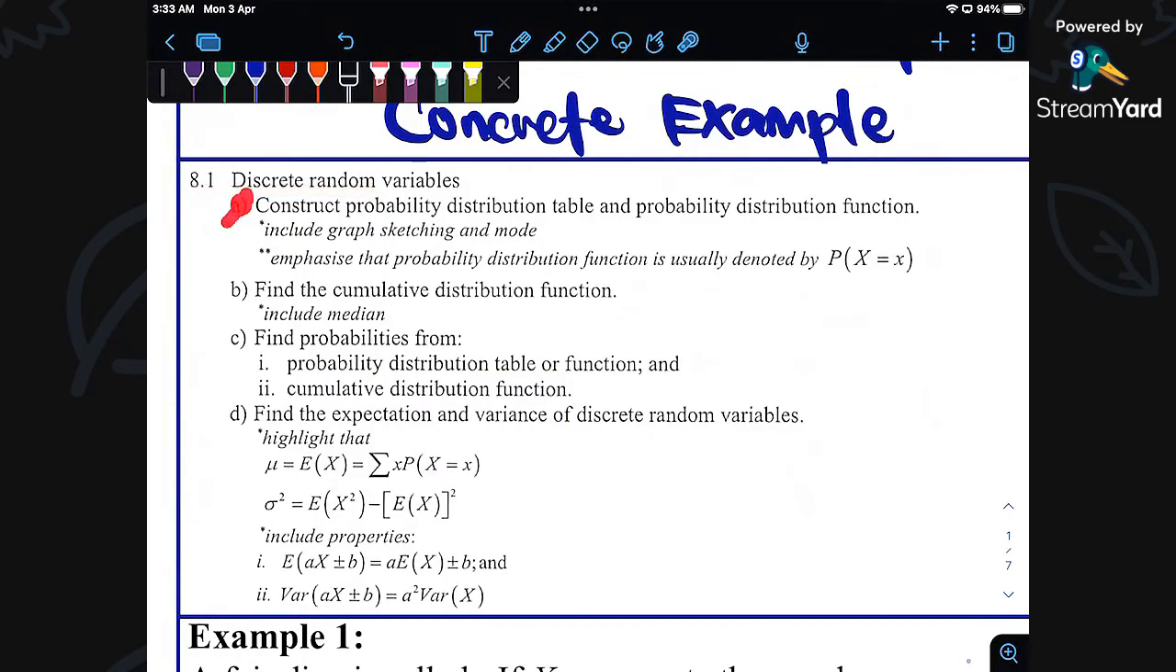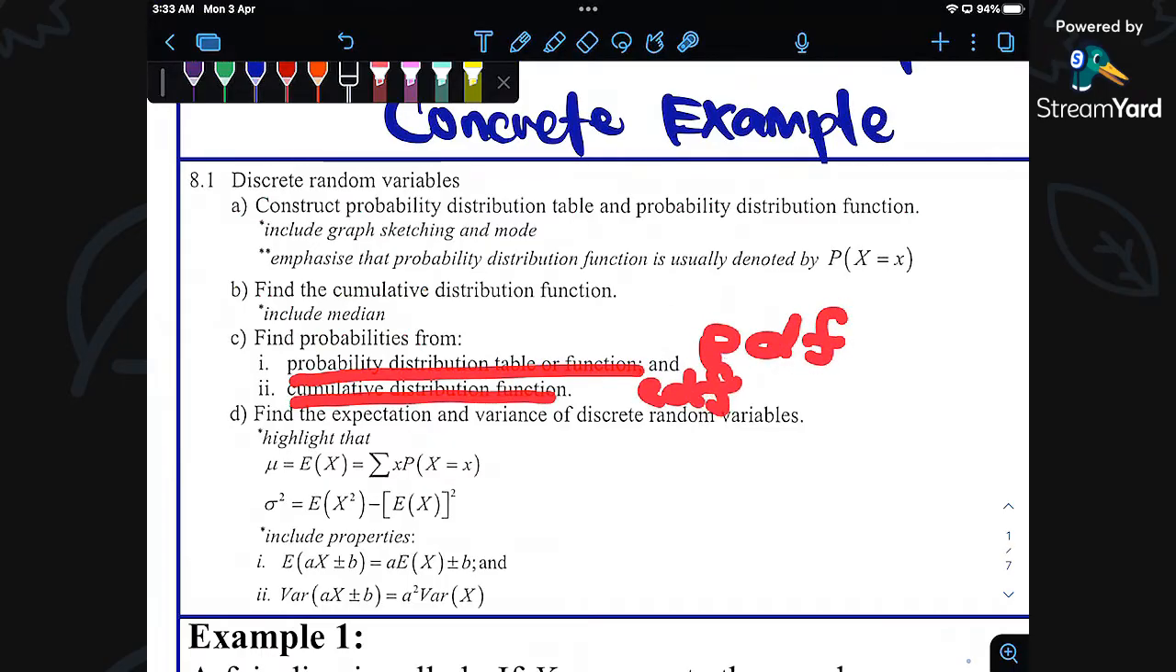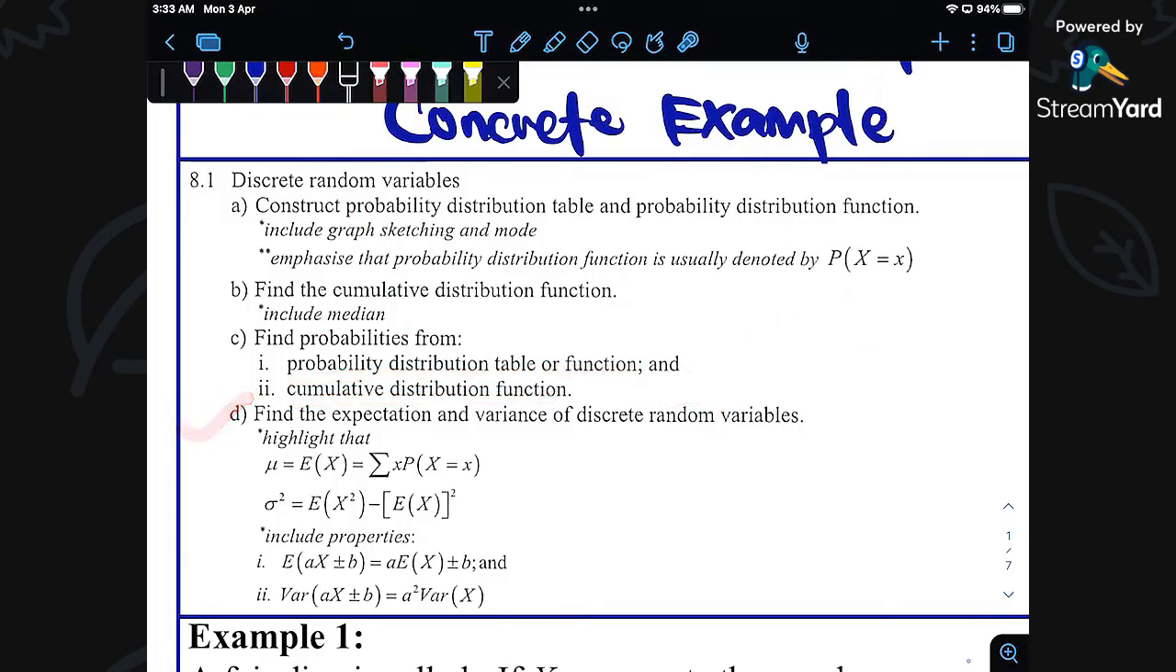The first learning objective is to construct the probability distribution table and probability distribution function. The second learning objective will be finding the cumulative distribution function. The third learning objective is finding the probabilities from the PDF and the CDF. And the last objective will be finding the expectation and variance of the discrete random variable.